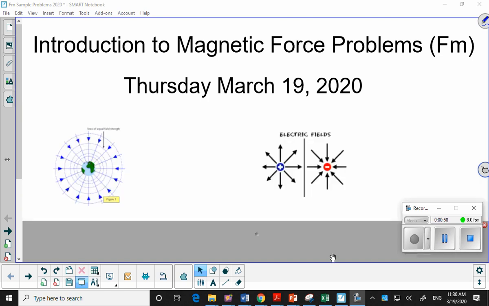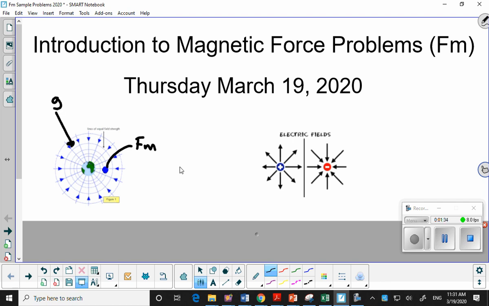So just to tie things in a little bit, off to the left there on the screen, you see that we have the Earth and we have the Earth's gravitational field around it. Remember, gravitational fields are always towards the center of the mass of the object which is producing the field. When a mass is brought into that field, a force is applied on the mass which is brought into the field. So this is just the gravitational field.